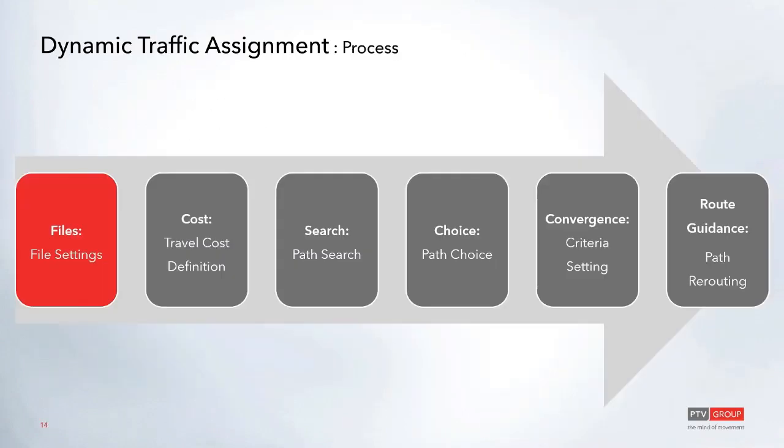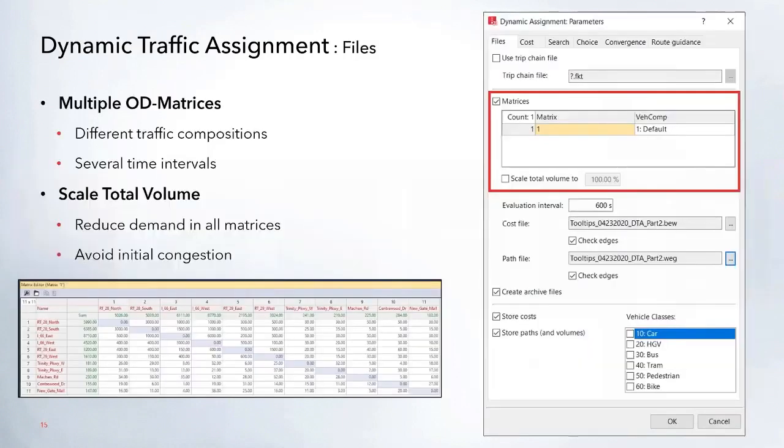So the first one up is going to be the file settings. So this is where you can set up what matrices you want to pull in. So you can have different matrices for different vehicle compositions. Perhaps you have one for private vehicles or maybe a different one for heavy trucks. And then you can also set these matrices to pull in different time periods. So if you wanted to maybe model different times of day, you can set those up and then use all of these matrices here.